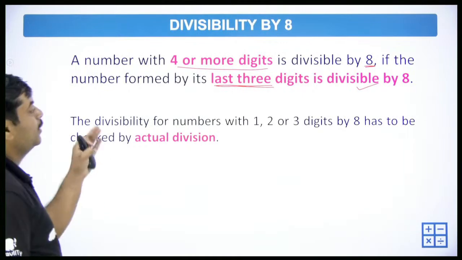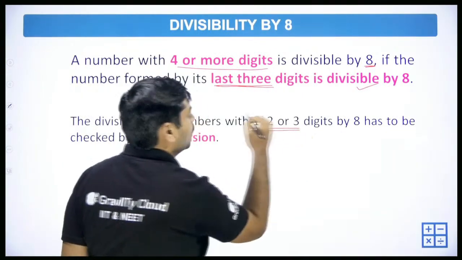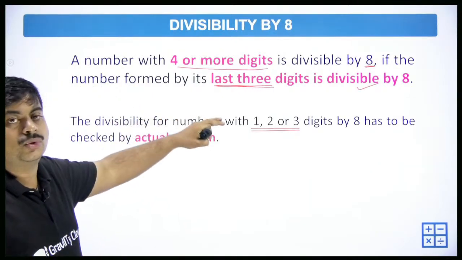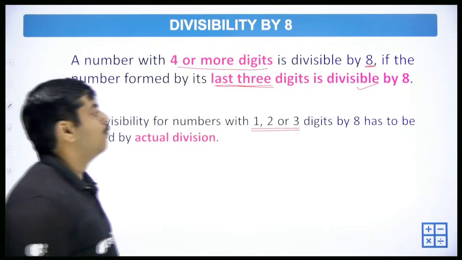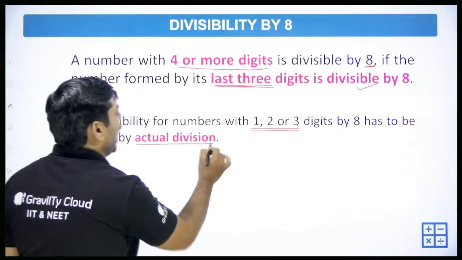The divisibility for numbers with 8, 6, 7, 2, 4. 8 plus 6 is 14, 14 plus 7 is 21, 21 plus 2 is 23, 23 plus 4 is 27. The divisibility for numbers with 3 digits is by 27. Okay. The sum of the digits is 27. Yes, it is divisible.